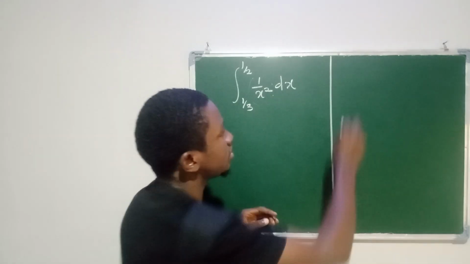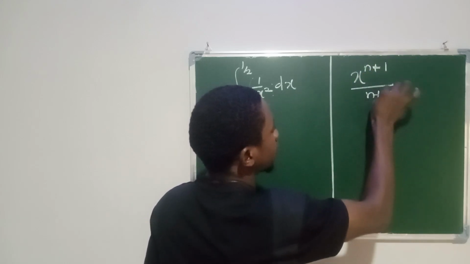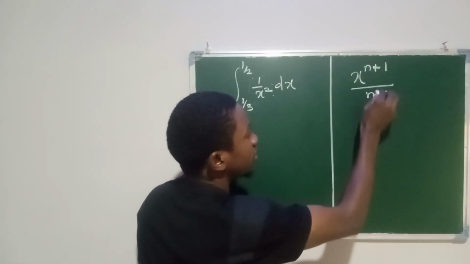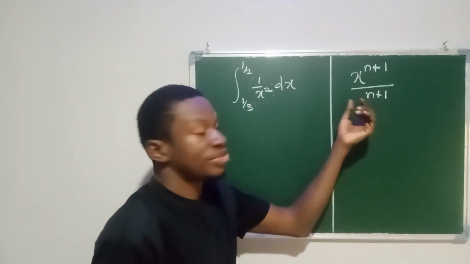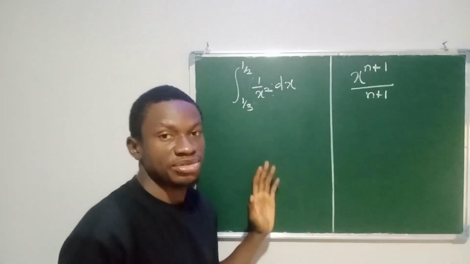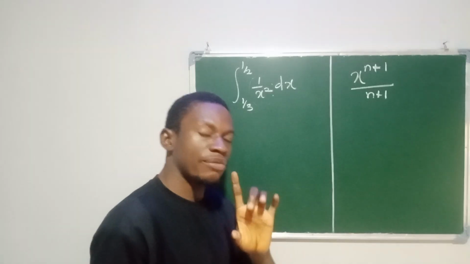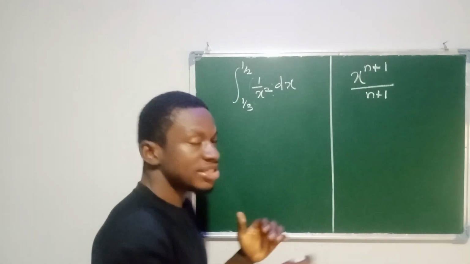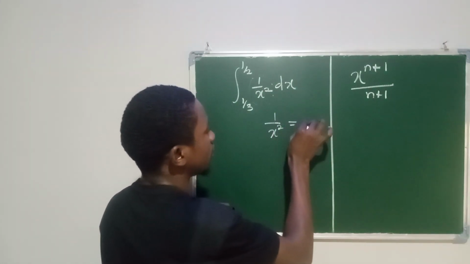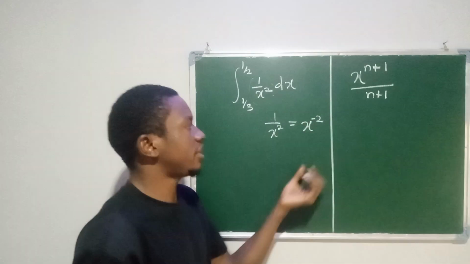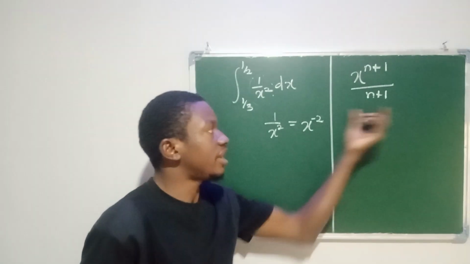The formula for integration is x raised to the power of n plus 1 all over n plus 1. So with this formula, we can apply it here, and then we get to find the value. But the first thing we have to do here is to see how we can express this in index form. From one of the laws of indices, a negative index implies reciprocal, meaning 1 over x squared is equal to x raised to the power of minus 2. If we have this in this form, we can easily apply this formula here, and then we integrate.